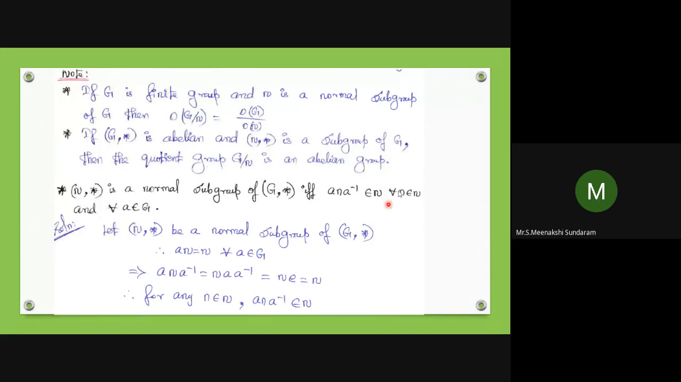A n a inverse belongs to N, for all n belongs to capital N. For all the elements it should be satisfied that a n a inverse belongs to capital N, and for all a belongs to G. For all n belongs to capital N and a belongs to capital G, that is a normal subgroup of G. So for a normal subgroup it is enough to show these cases.